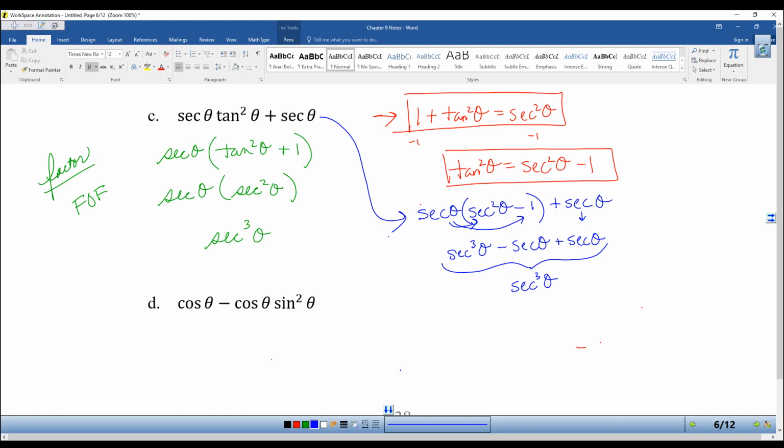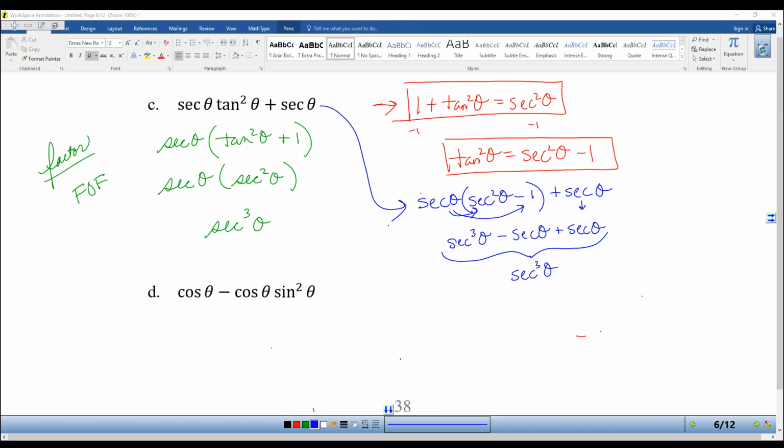So if the first thing that comes to your mind is, I see a square, I'm going to use the Pythagorean identity, go for it. If the first thing that comes to your mind is, oh, they both have a secant, I can factor that out, that's also a great way. You're definitely going to have choices in this section.